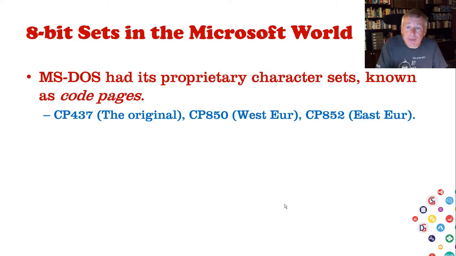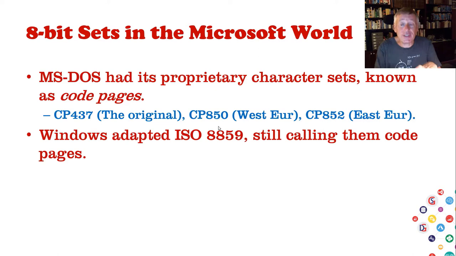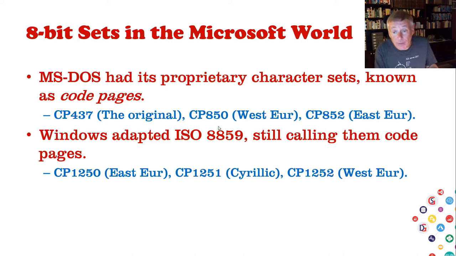But eventually they repaired that, so code page 850 is good for Western Europe, 852 for Eastern Europe, and there were a couple more of them. Then Microsoft moved on and designed Windows, and for Windows they decided to be standardized and went with ISO 8859. But they still call them code pages. It's known as an ANSI code page in Windows. And here are some examples. 1250 is the one for Eastern Europe. 1251 is the Cyrillic one. And 1252 is the Latin one for Western Europe.